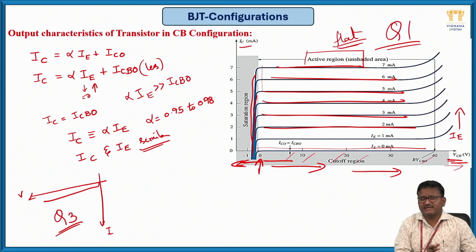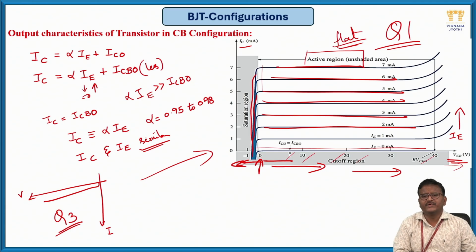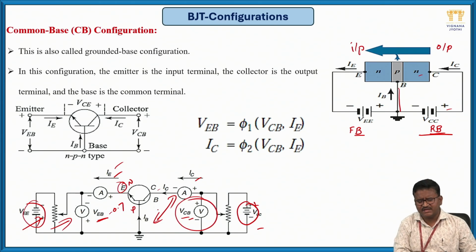Don't get confused by referring to other textbooks. These are nothing but similar only. The same Q3 is mapped to Q1, the quadrant 1, for a positive voltage and a positive current. See, this is an NPN transistor. For this NPN transistor, the supply is positive and negative, and if you place a voltmeter here, it shows a positive reading.